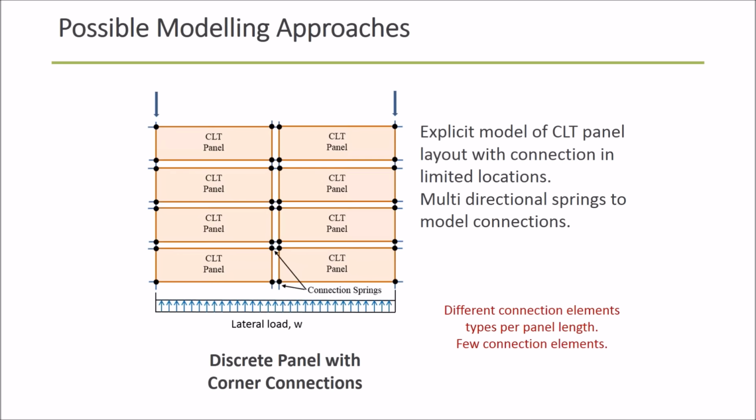You can look at the panels and say, well, these panels are roughly rigid, but they don't have to be exactly rigid. And you can model the connection stiffnesses between those and come up with a model that explicitly handles the different panels and their configuration.